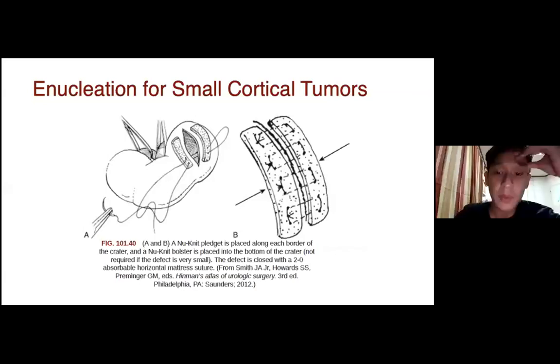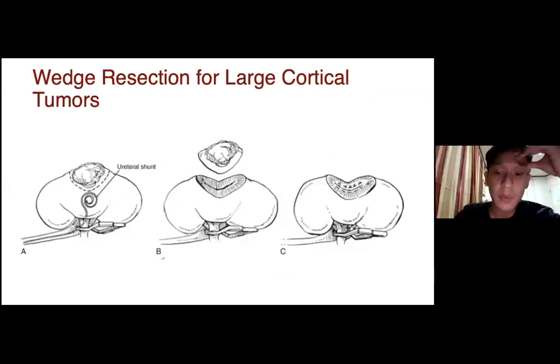So in some cases where the collecting system is entered, one may put ureteral stents if it requires. So next is the wedge resection for large cortical tumors.